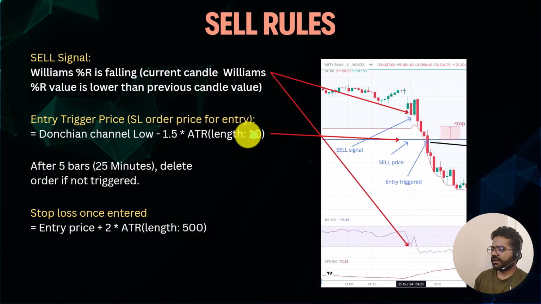The reason, again, is that for entry we want to capture the short-term movement, but for stop loss we want to capture the long-term volatility so that we don't get stopped out too quickly. If we did not hit our stop loss, then we square off at 3:15 p.m.